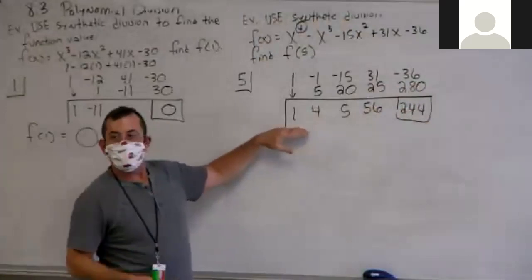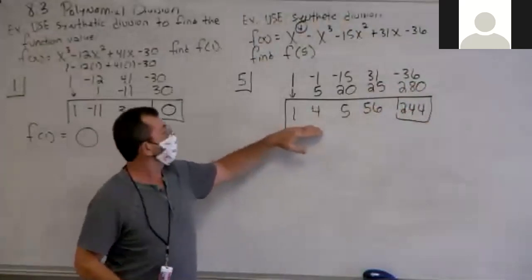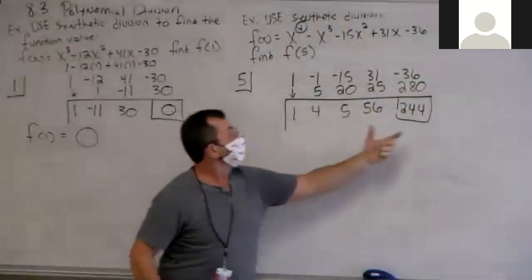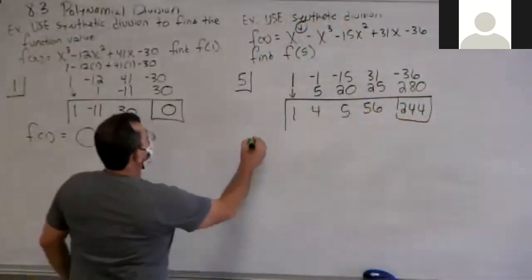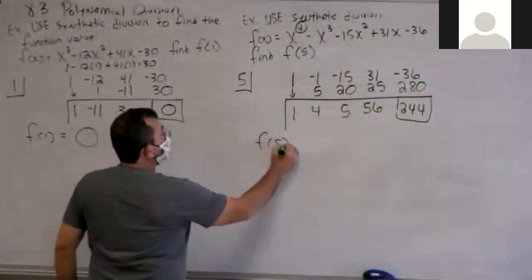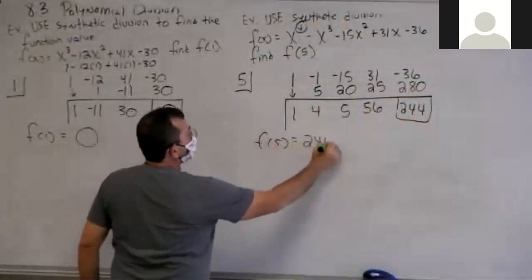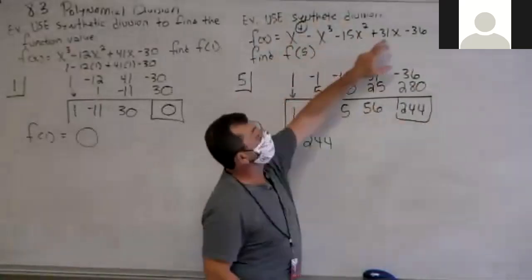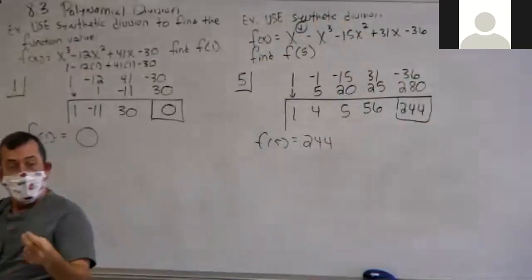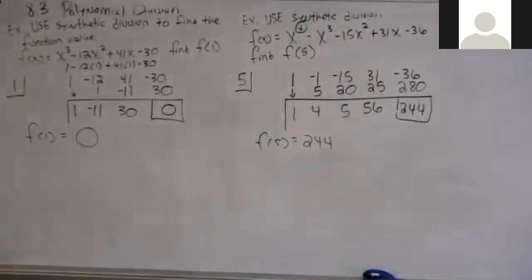So first time you go through it, it's going to give you the quotients, which are these numbers. Then it gives you the remainder on that program, which is what you're looking for. So I know now that f of 5 equals 244. That's the same answer I would have got had I put a bunch of 5s in for all these x's and tried to do order of operations on it, okay?